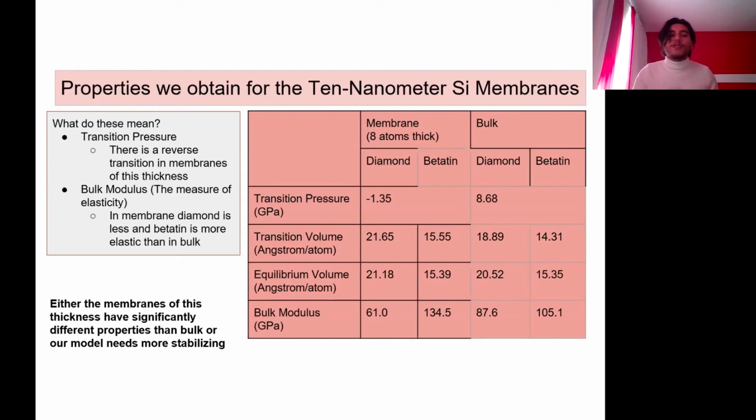Another interesting property was the bulk modulus, which is basically a measure of the elasticity of a material. For the membrane in the diamond phase, it was way lower than that of the bulk diamond phase. For the beta tin phase it was opposite: the beta tin membrane phase was way higher than what we got from the bulk beta tin phase. These properties seem to show that either membranes of this thickness have significantly different properties than bulk, or that our model needed more stabilizing. Next.